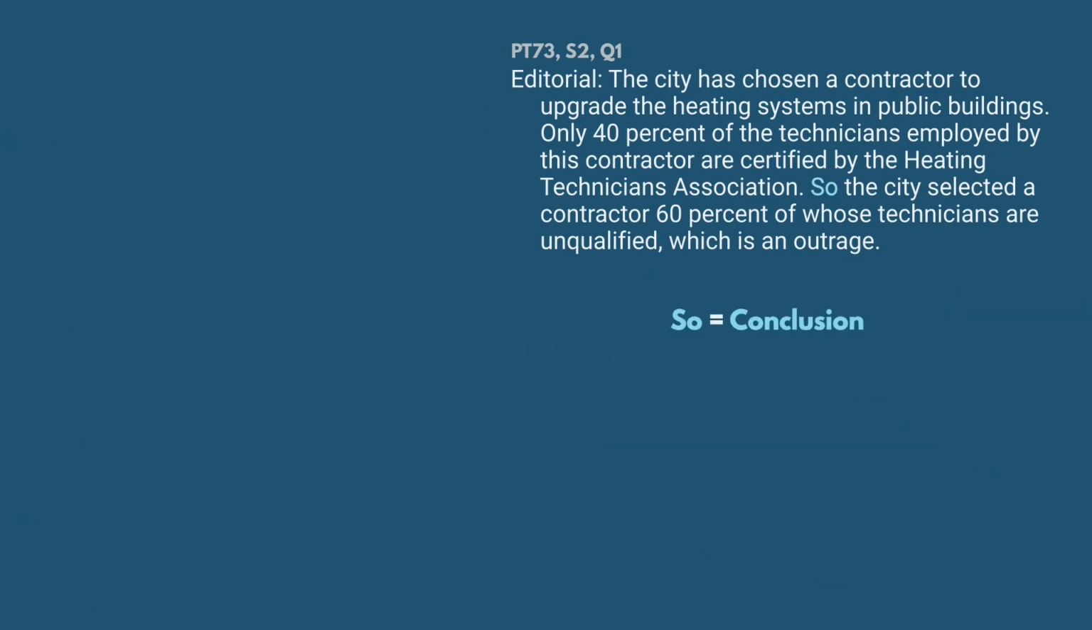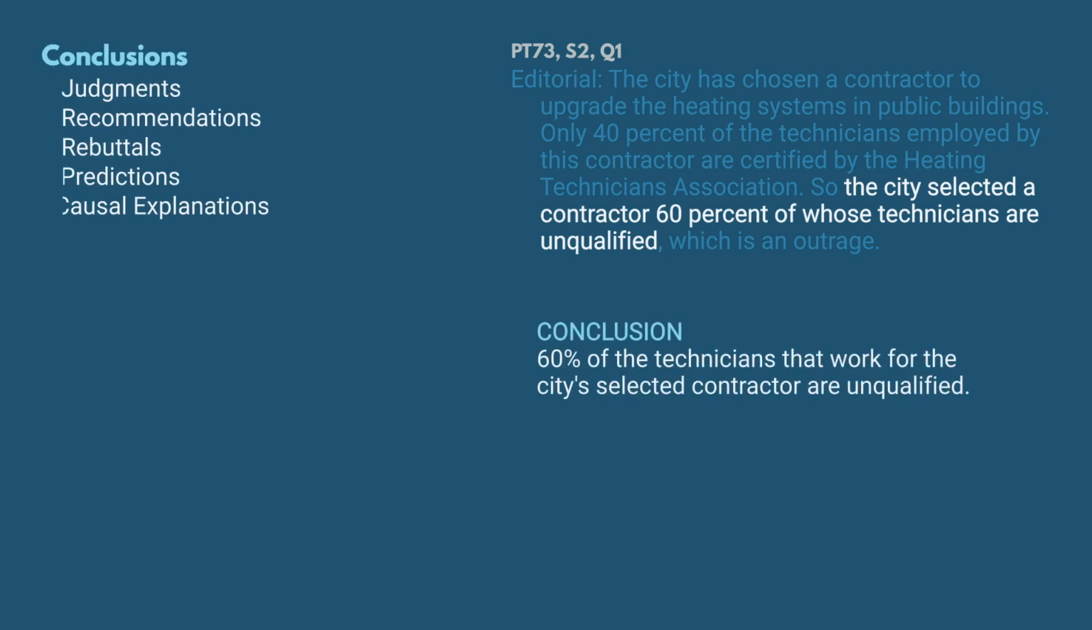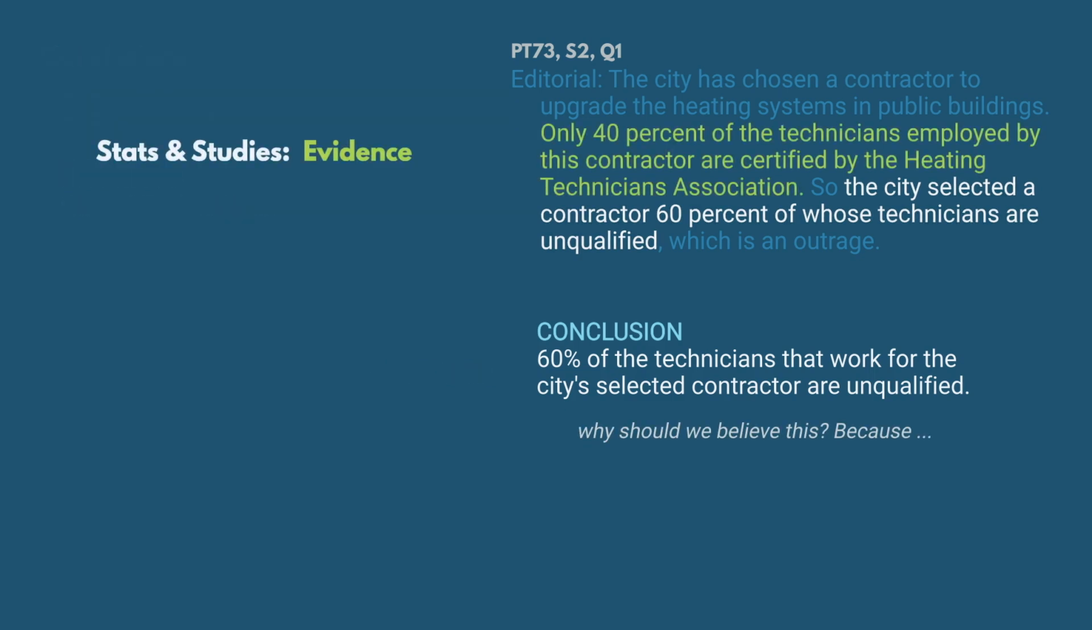For the first argument, we get the word so, which indicates conclusion, and we get an outrage, which indicates an opinion. So we can tell our author's conclusion is that final sentence. We also want to get in the habit of thinking about the type of conclusion. This one would be a judgment. We're saying that these workers are unqualified. And why? What's the support? It would be the middle sentence.